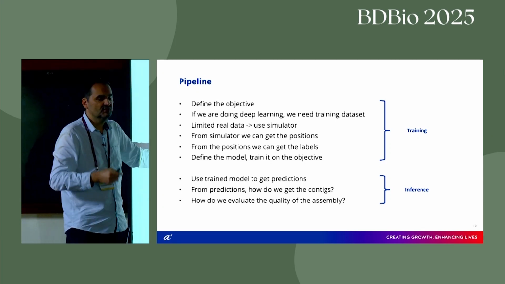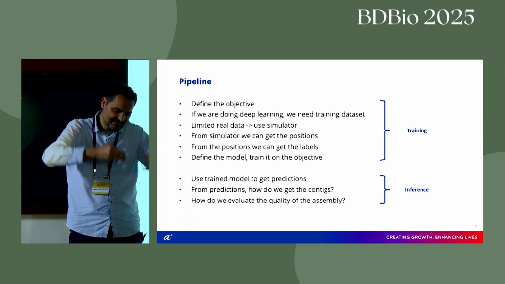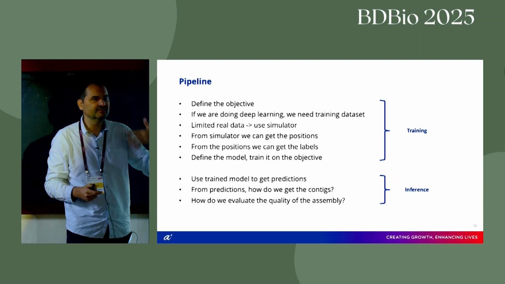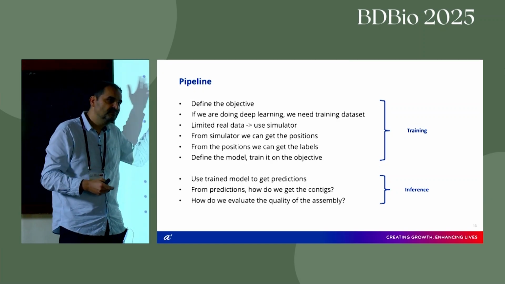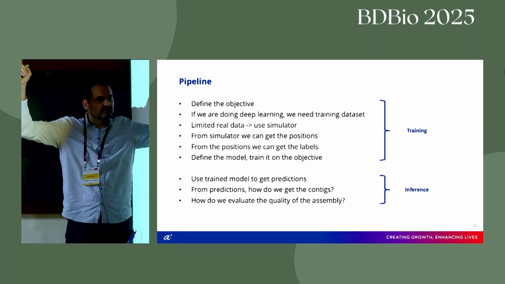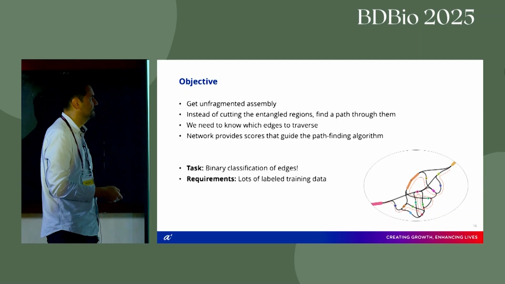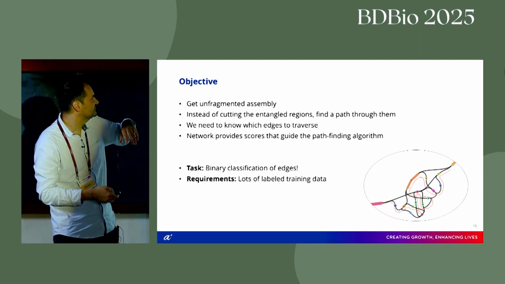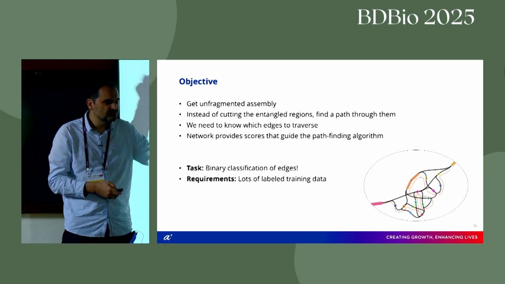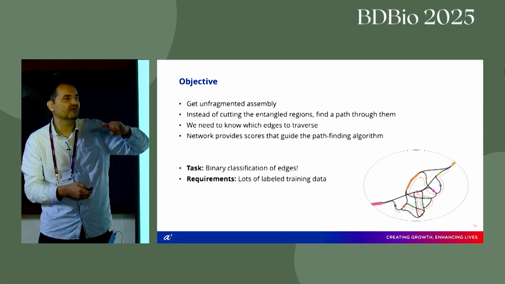So what we can do, for example, is take CAGM13. We can sample reads, and we can sample as many times as we want. We will have a different read set. Construct the graphs, and then we know the ground truth because we sampled from the real genome. And then we can use AI. So the idea is to get an unfragmented graph, and actually the idea was to find the edges that we can traverse that can help us to find the final path.